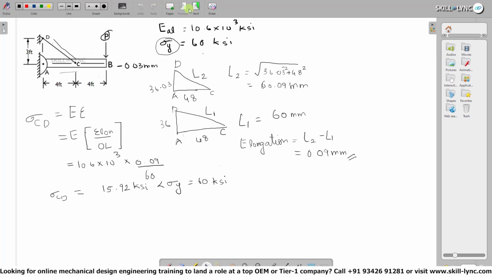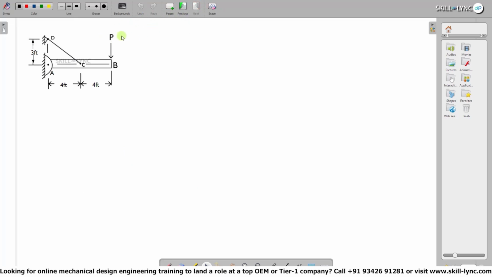The next step for us is to calculate the load, which is P. For that, first we need to create the free body diagram for our beam. We take a rectangle. We have a point A here and a load P here, and this is a cantilever beam. Because it is a cantilever beam, we will have one horizontal reaction and one vertical reaction: the horizontal reaction is AX and the vertical reaction is AY.